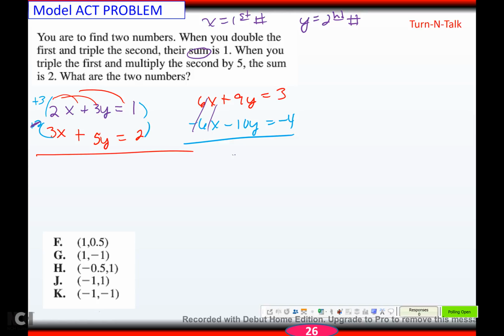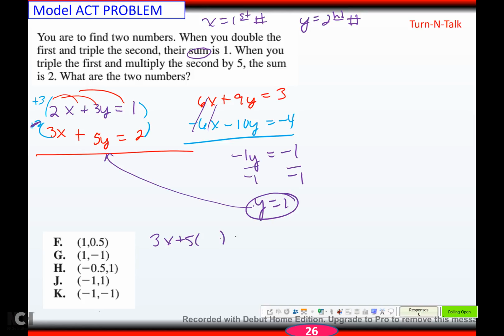9y minus 10y is negative 1y. 3 minus 4 is negative 1. Divide by negative 1, and y equals 1. Substitute it in. I went to the bottom. So I have 3x plus 5 blank equals 2. Fill in the blank with 1.